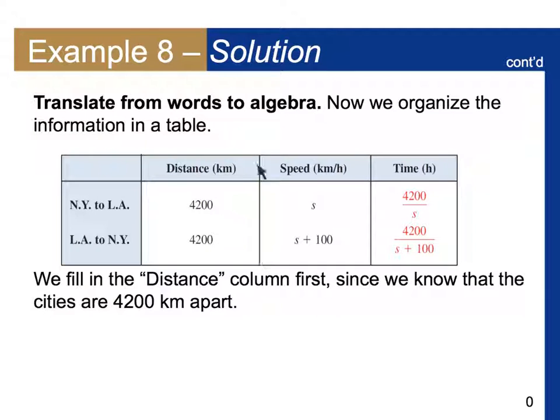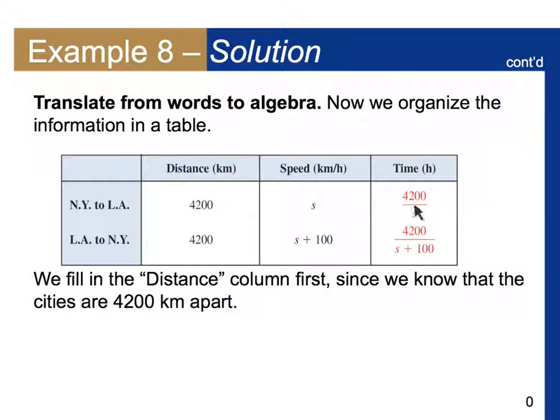And this is where it's important, or a good idea, that we write a table when we're translating from words to algebra. So we're going to show both trips, New York to LA, the outbound, and then the return, LA to New York, and we're going to do distance, rate, and time, and show them separately in a table. Now notice the distance is the same for each one because it took the same path, we'll assume.